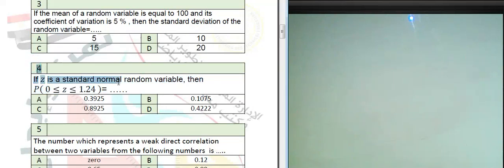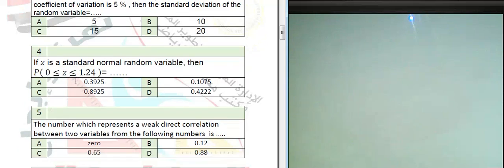If Z is a standard normal variable, then probability of Z greater than or equal to 0 and less than or equal to 1.24 is equal to what? We can find the result here because Z is a standard normal random variable. You can find the result by looking at the table at the end of your papers. Look at the table here, 1.2 and the intersection with 0.04. The result will be 0.3925.